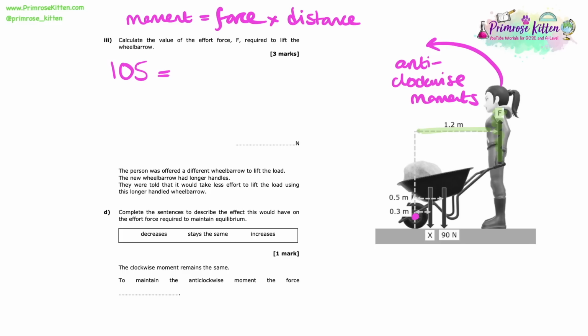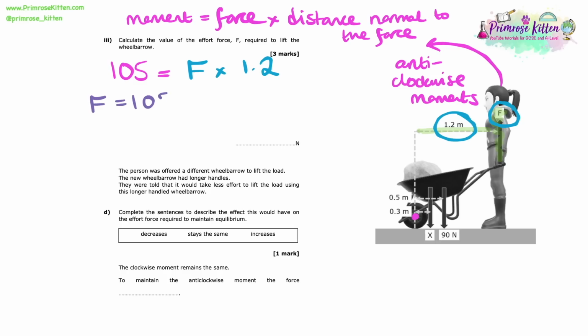We also said that we can calculate moments by saying that it's equal to force times by the distance normal to that force. So in this case, as we know that the clockwise moments, and therefore the anti-clockwise moments, totals 105, we can say that that's equal to the force, F, times by that distance to that pivot of 1.2. Now, if we rearrange this equation, we find that F is equal to 105, and then if we divide by the 1.2 to get the F on its own, so remember we're doing the opposite of that multiplication, we find that F is equal to 87.5 newtons, and that is the value of the effort force required to lift the wheelbarrow.